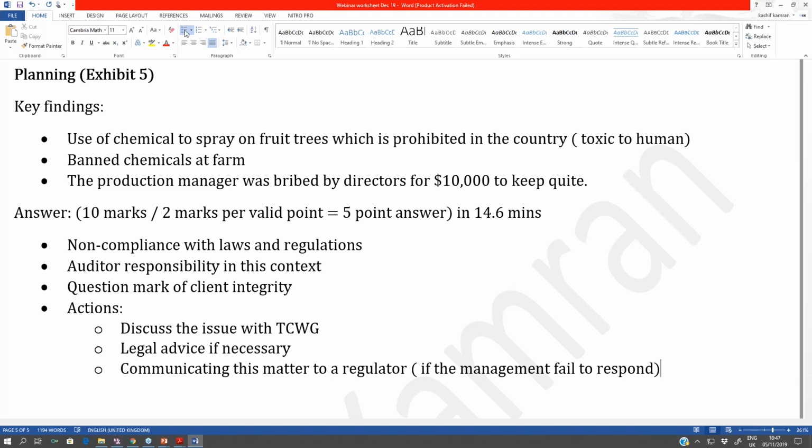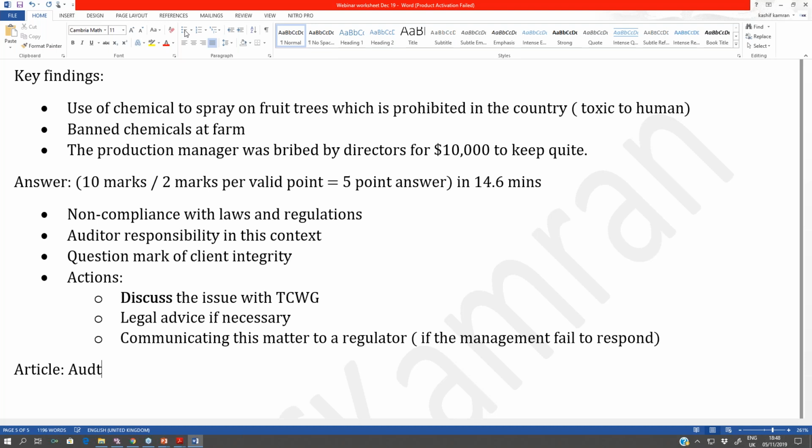See how I wrote my action? First, I'm discussing it with the people within the company. And if the people within the company are reluctant and they don't want to take an action, then I'll go for a legal advice, and then I'll be communicating this matter to a regulator. Now, I hope all of you know that there has been an article which was published by the examining team, which is basically having a title, Auditor Responsibility for Non-Compliance with Laws and Regulations. And this article was abbreviated as NOCLR, Non-Compliance with Laws and Regulation. And that is where this question has been formulated.